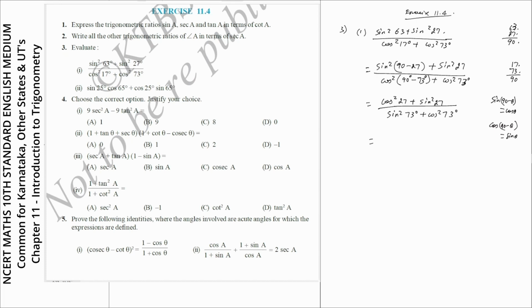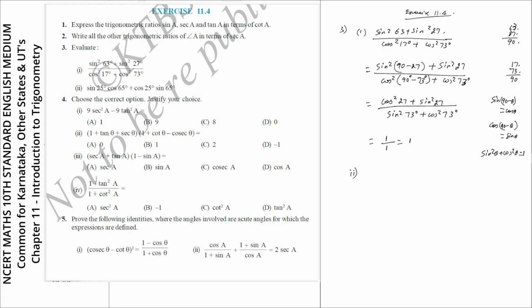Now according to the trigonometric identity, sin square theta plus cos square theta is equal to 1. Therefore here cos square 27 degree plus sin square 27 degree is 1. Similarly in the denominator, sin square 73 degree plus cos square 73 degree I will get 1. So 1 by 1 is equal to 1.